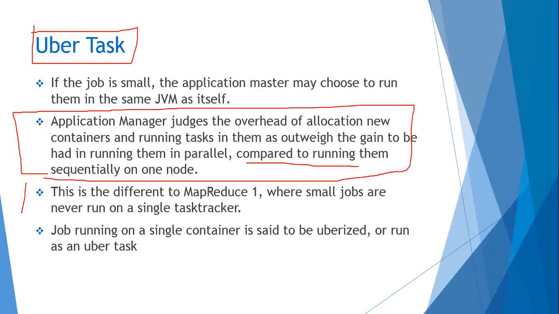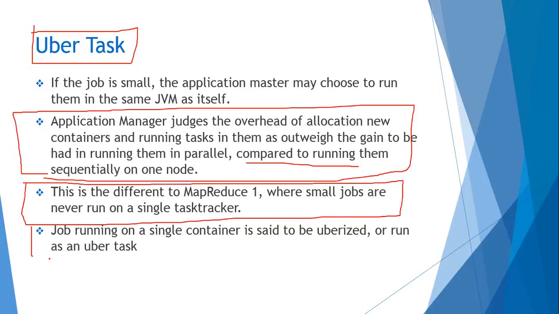And this is a real difference from MapReduce 1, where the job tracker could never run your logic, because the job tracker was not that free to run your real logic. And your job running on a single container is said to be ubered or run as an uber task.